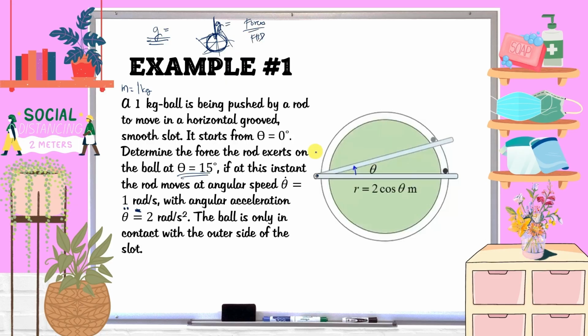It starts from theta equals 0 degrees and we are asked to determine the force the rod exerted on the ball. If we refer to the rod, it means if this is perpendicular, this is also perpendicular. So this is the unknown. At this instant, the rod moves at an angular speed of 1 rad per second and the angular acceleration is 2 rad per second squared. So it means we will apply the time derivative of the transverse coordinate, which is theta. And the problem also states that the ball is only in contact with the outside surface.